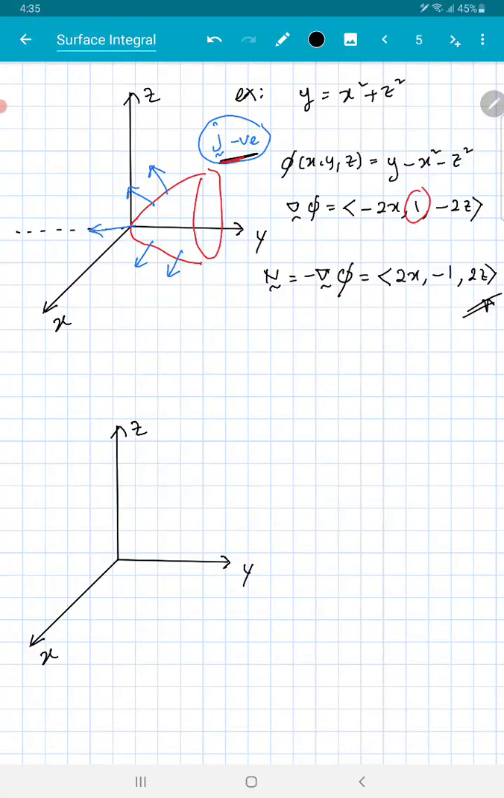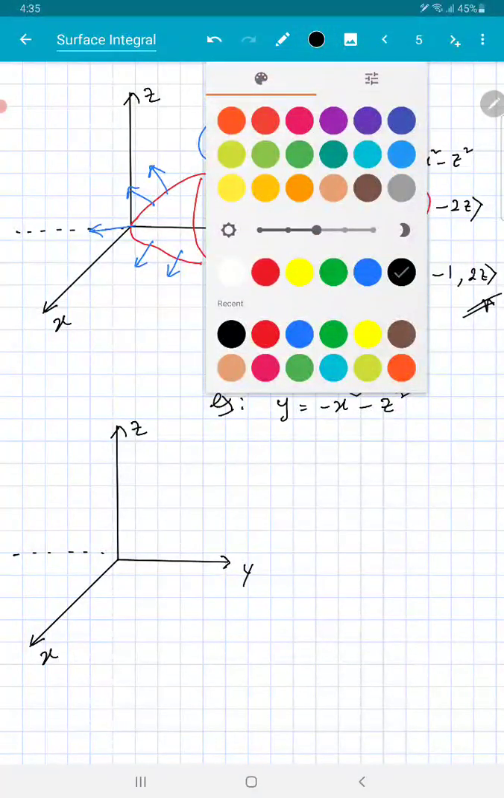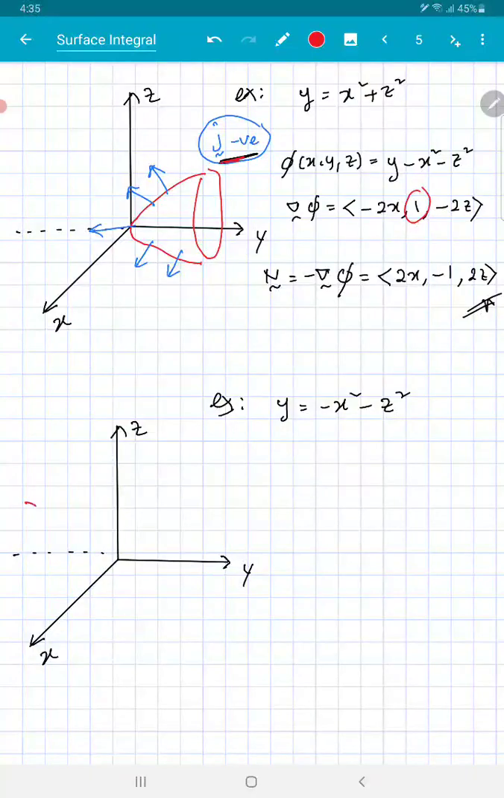Okay, another example is, let's say your surface is y equals negative x squared minus z squared. Okay, now if you plot this, this is also a paraboloid, but it's facing like so. Okay, it's also a paraboloid, a bowl shape, but it opens like so.